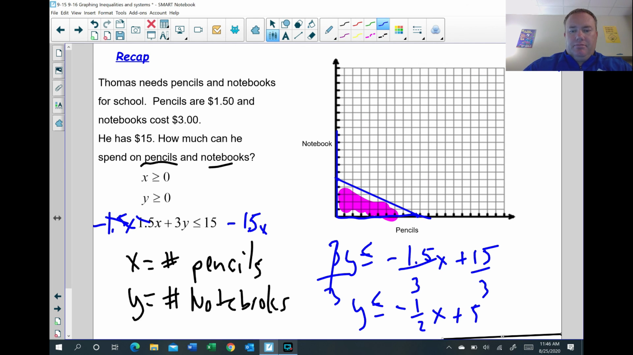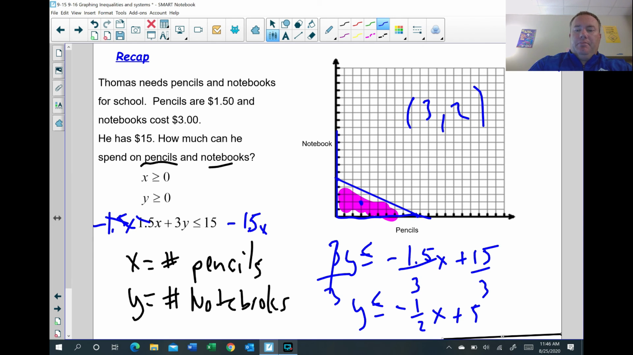So for example, let's say I picked a point, oh, I don't know, 3,2. That's the point (3,2). Now, what does that mean? It means 3 pencils, 2 notebooks. Well, 3 pencils, that's $1.50 a piece, so that's going to be $4.50. How many notebooks? 2 notebooks, that's 2 times 3, that's $6. So $4.50 plus 6 gives you $10.50. Right? So that's under the $15 you want.